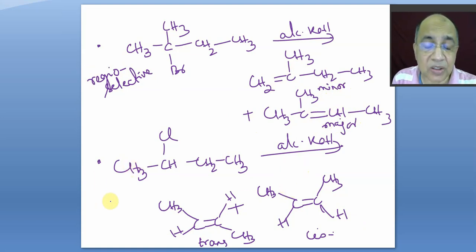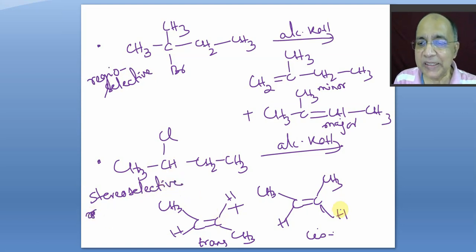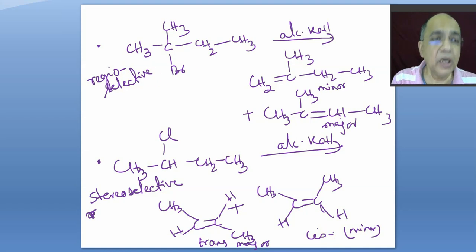Now, in this case, undoubtedly your answer would be that this is stereoselective. Why? Because these are not structural isomers, these are stereoisomers. And this is major, trans is more stable, and this is minor. They are formed in unequal quantities, so it is stereoselective. Now let's see what is the difference between stereoselective and stereospecific. I'm giving you another example. You may be tempted to answer it is stereospecific, but it is not.